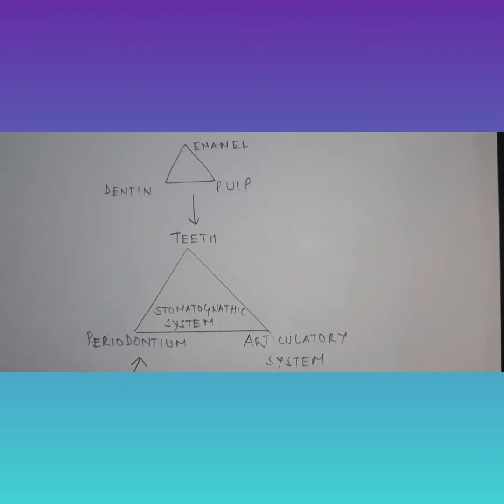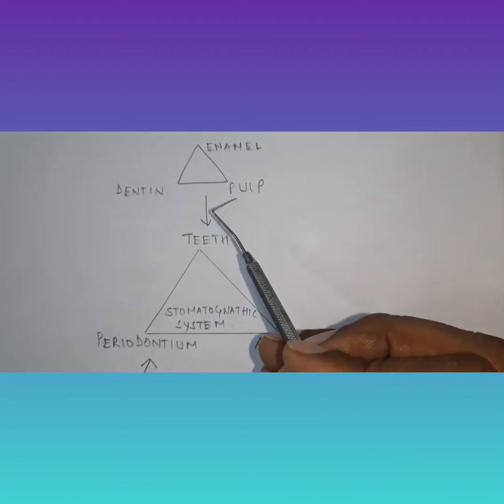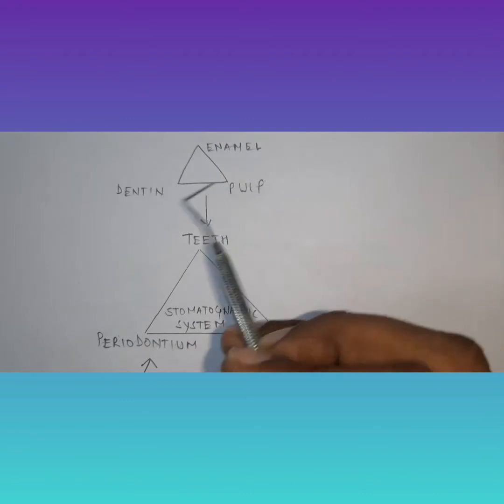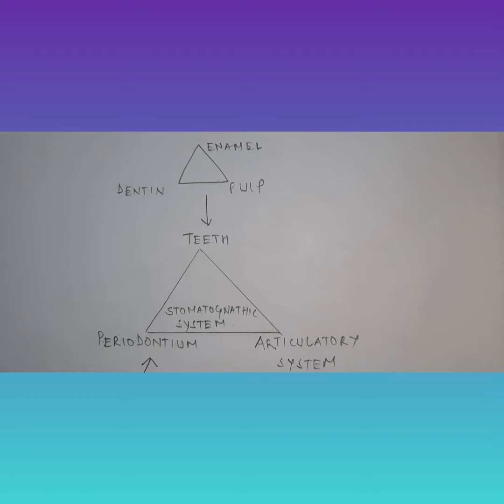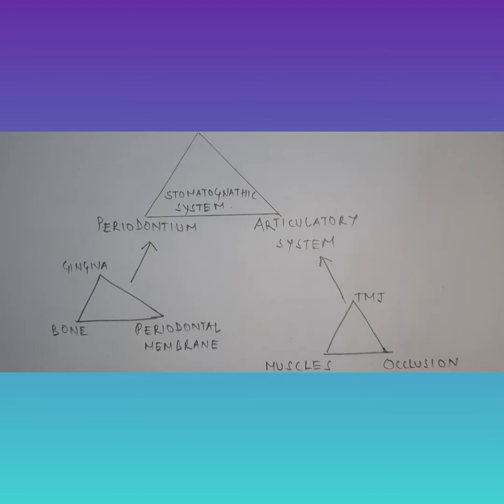So what are teeth? Teeth basically involve the dentine, the enamel, and the pulp. So various aspects of dentine, various aspects of enamel, and the pulp, where we talk about endodontics and conservative dentistry, all this involves teeth. And next we have the periodontium. And what is this periodontium? Periodontium involves the bone, a very important component, the gingiva, and the periodontal membrane. So all this is part of the periodontium.